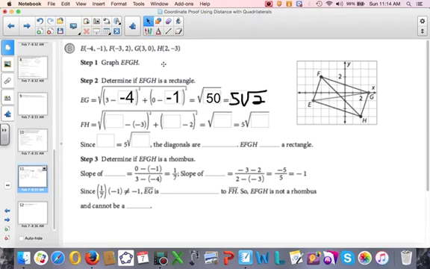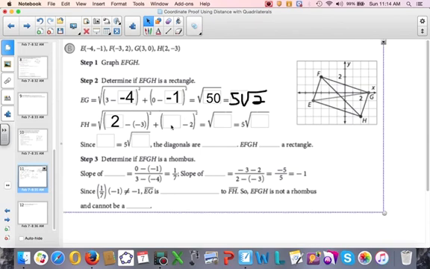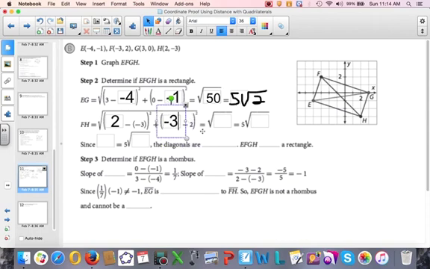Now let's find the length of FH. That's using these 2 points. So I have 2 minus -3, and then that's being squared, and -3 minus 2 being squared. So this is 5 squared, which is 25. This is -5 squared, which is still 25. So I have square root of 50 here, and that we already talked about how it is 5 radical 2.